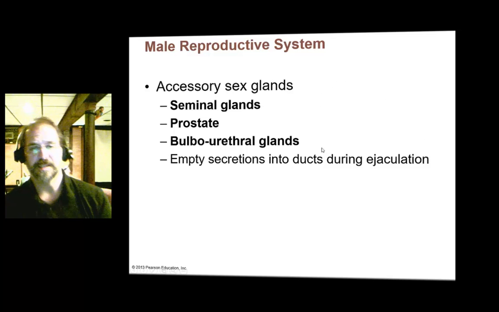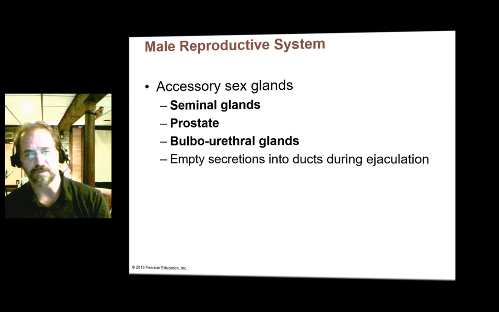In addition to the testes and the ductwork and the copulatory organs, the males also have three main accessory glands, and they're called the seminal vesicles, or here the seminal glands, the prostate, and the bulbourethral glands. These all contribute to the seminal fluid, well, not to the seminal fluid, but to the semen.